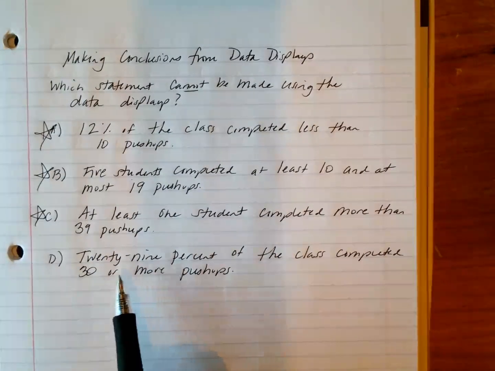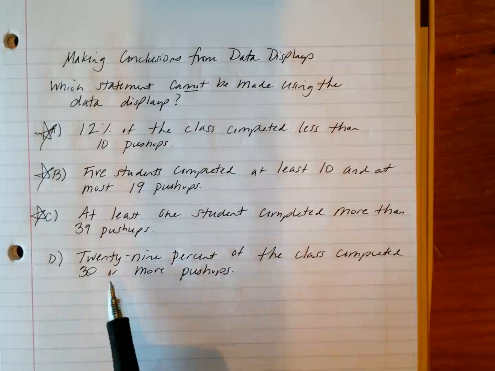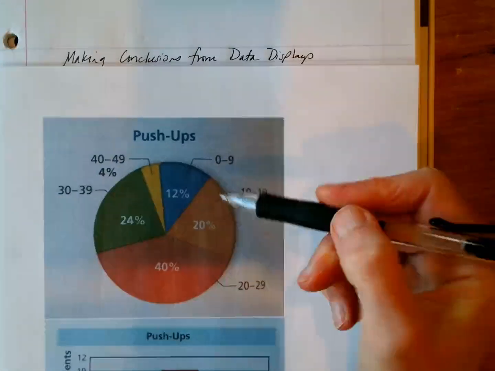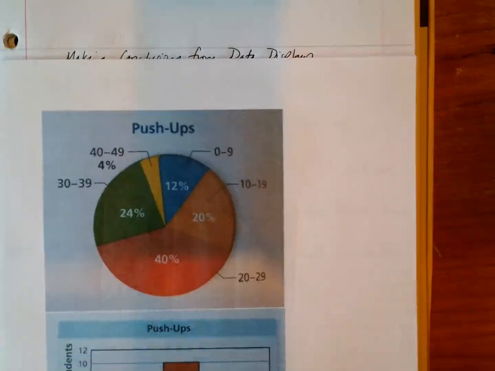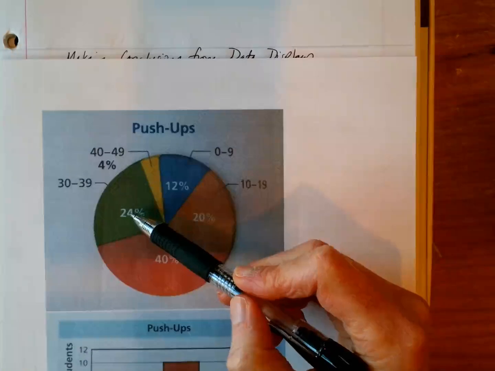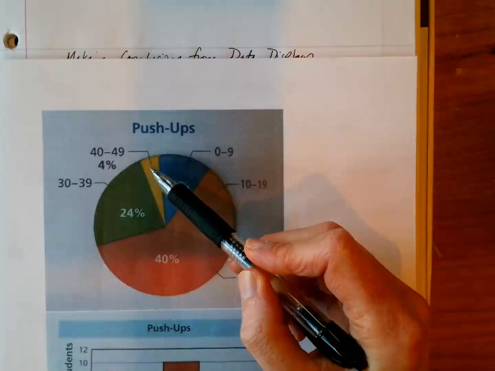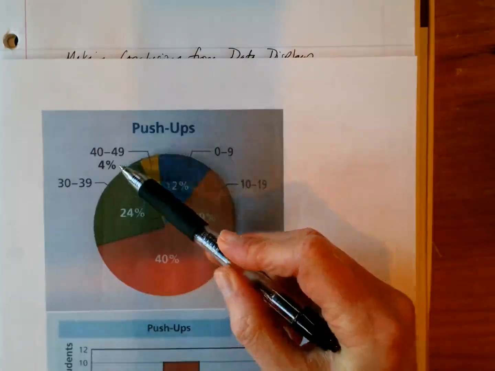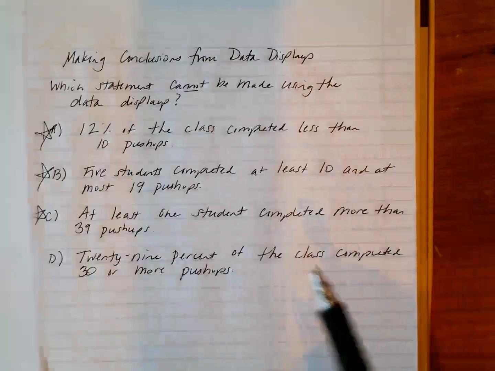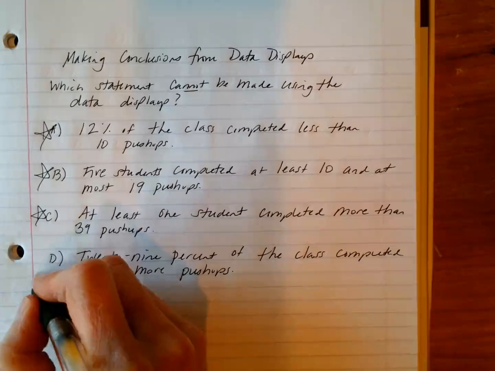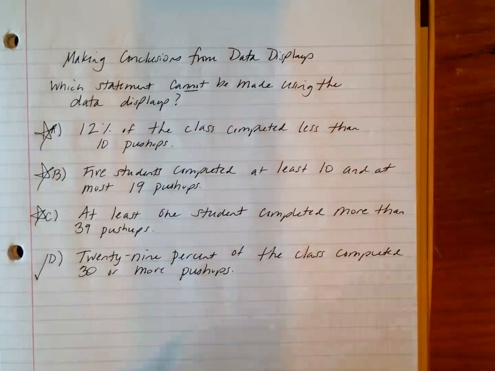And this final one, 29% of the class completed 30 or more push-ups. I would come back to my pie graph here with the percentage chart. 30 or more push-ups. Well, I've got 24% who completed between 30 and 39, and another 4% who completed between 40 and 49. 24 plus 4 is 28. And this says 29% of the class. So this one would not be a correct statement.